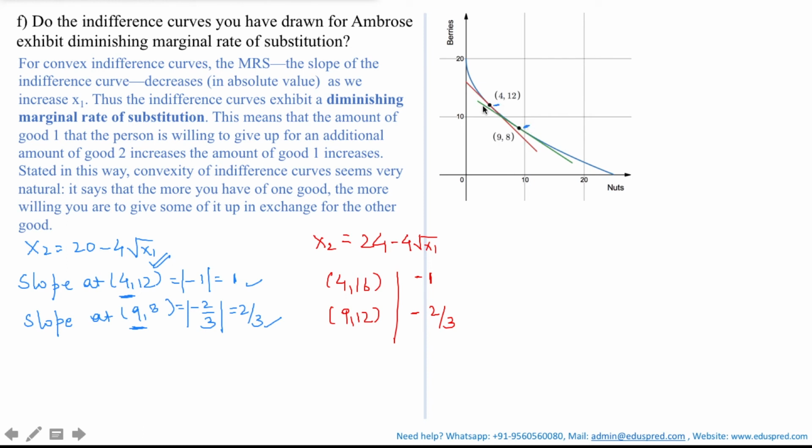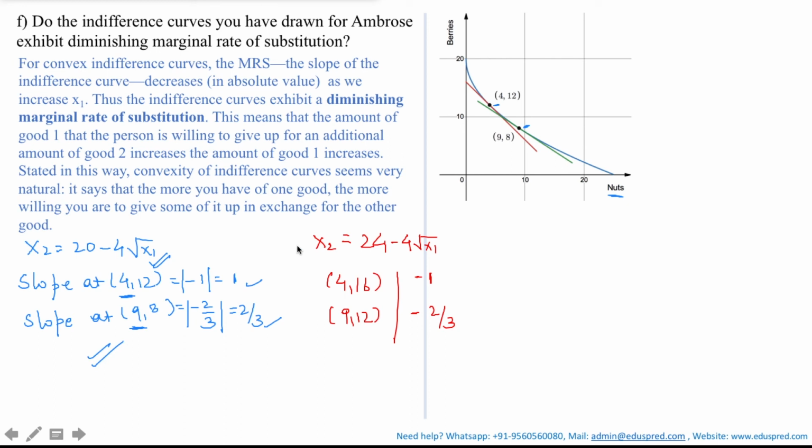This red line is the tangent at the point (4, 12), which tells us the slope of the indifference curve at that point, and this green line is the tangent at the point (9, 8). Note that as I increase my consumption of good 1, which is nuts, my tangents are becoming flatter. This green line is flatter than this red line, which means my slope is decreasing. The flatter the line, the lesser the slope. Thus, as the consumption of nuts increases, the slope decreases, as you can see from the tangents becoming flatter. This exhibits a diminishing marginal rate of substitution.